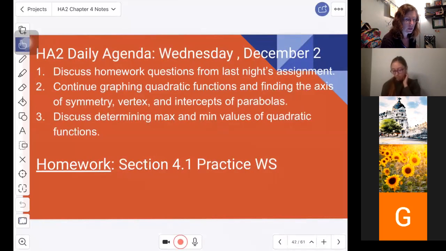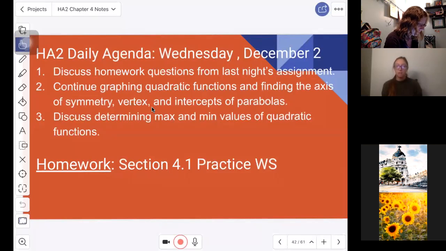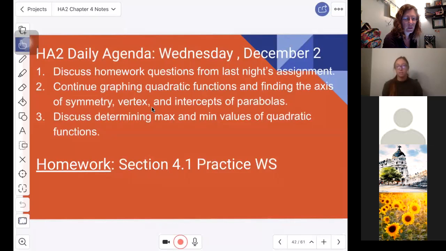And then we are going to continue graphing quadratic functions today. We are going to talk a little bit about min and max values and how to determine the min and max value of a quadratic function. For homework tonight, it's a practice worksheet. However, you are given another outline like you were last night, which is on Google Classroom for you. We'll look at that at the end. I can show you it real quick.